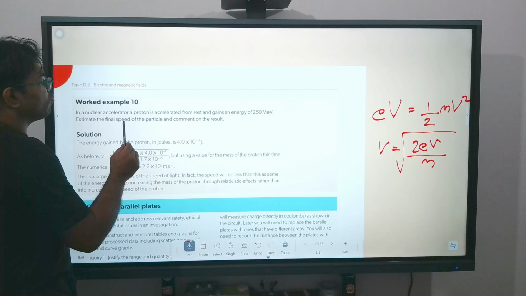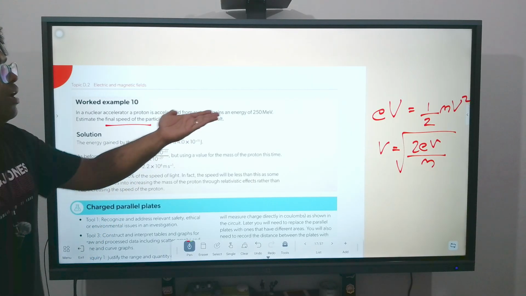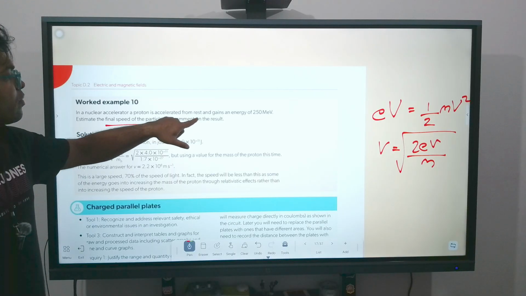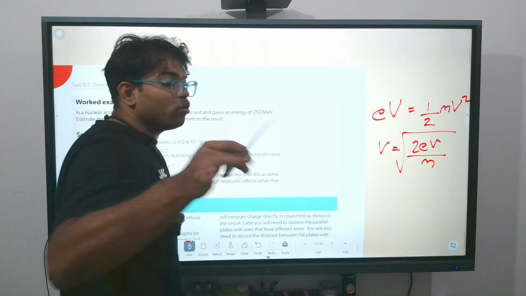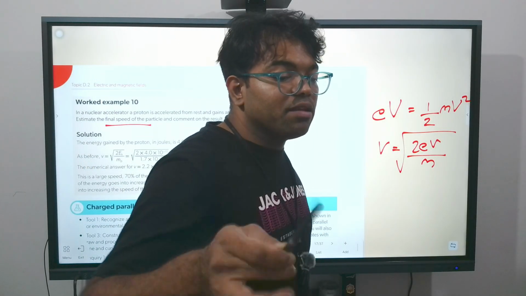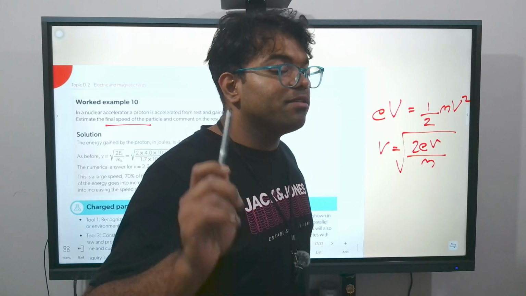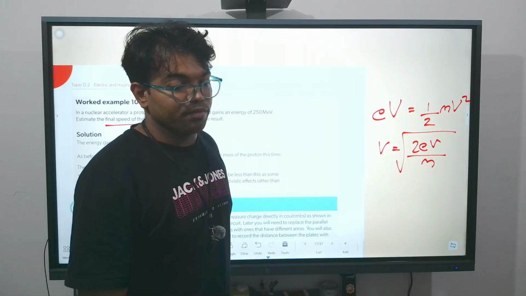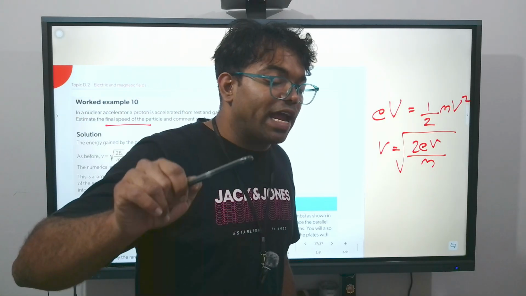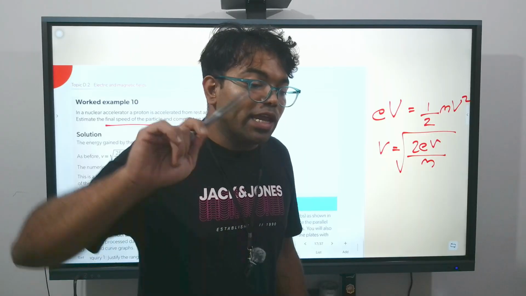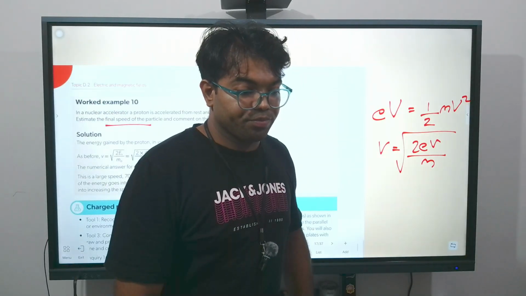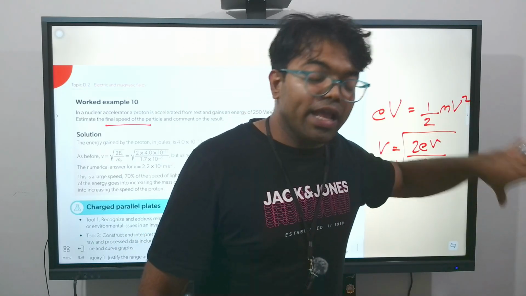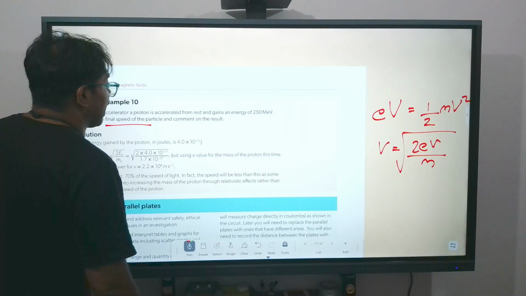Again, they are asking us to find the speed. You just put that in the equation, 2 multiplied by the potential, 250. Oh, we have to convert this first. Because the speed is in meters per second, you have to convert the electron volt into joules first, because joule is a unit that has meters and seconds in it: kilogram meter squared per second squared. Only then will you be able to calculate the value.